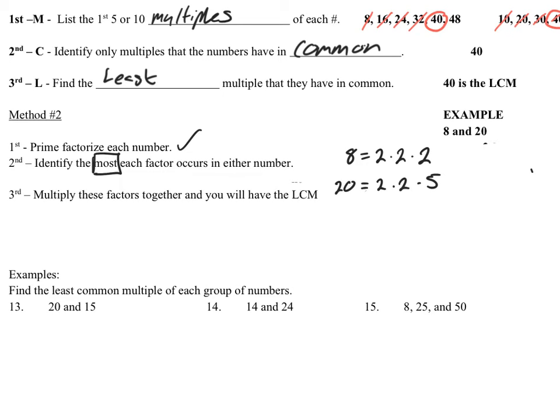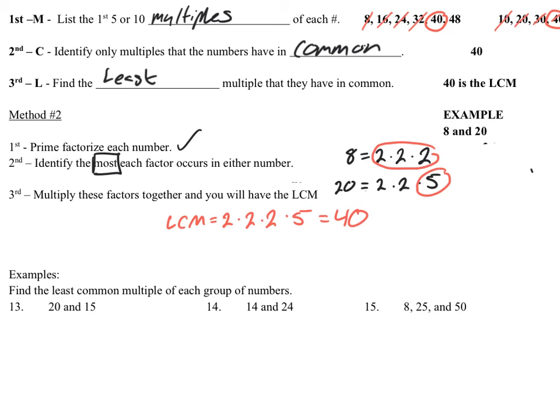So we want to pick the most possible of each factor, but we can only pick a factor from one number. If I'm looking at the 2's, the most 2's occur with the 8, and there are 3 of them. So for my LCM, I'm going to pull out those 3 2's. Next, I have a 5, and the most 5's occur in the factors of the 10, and there's 1 of them. We're going to multiply those together. We're hoping we get 40, and when we multiply them together, we do in fact get 40.